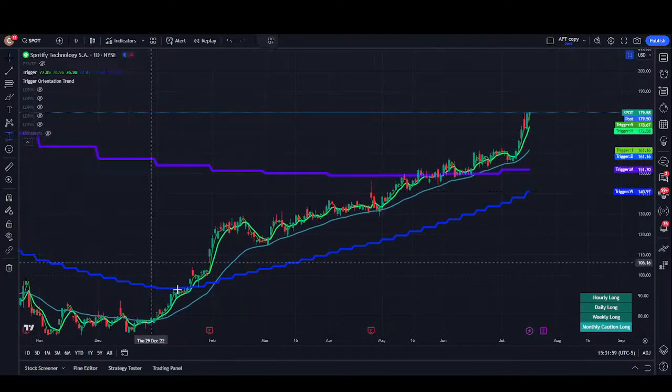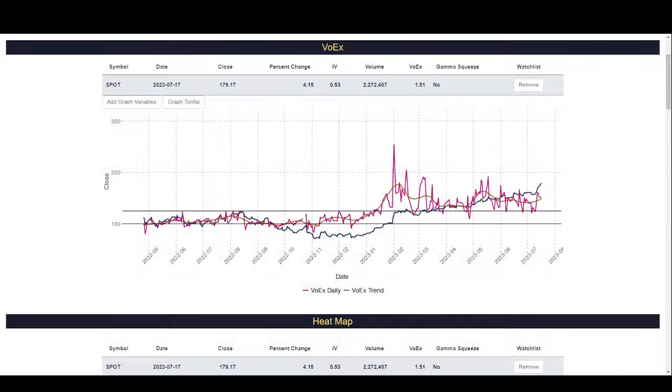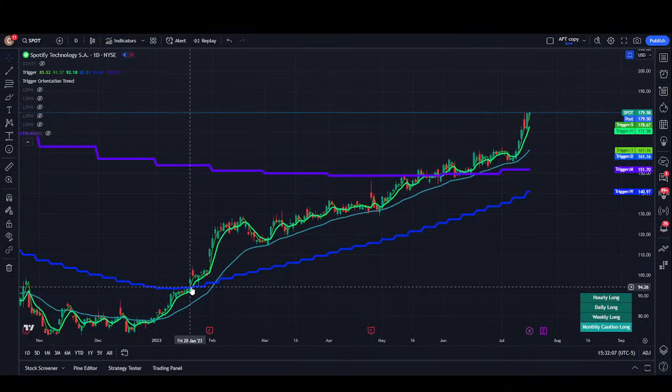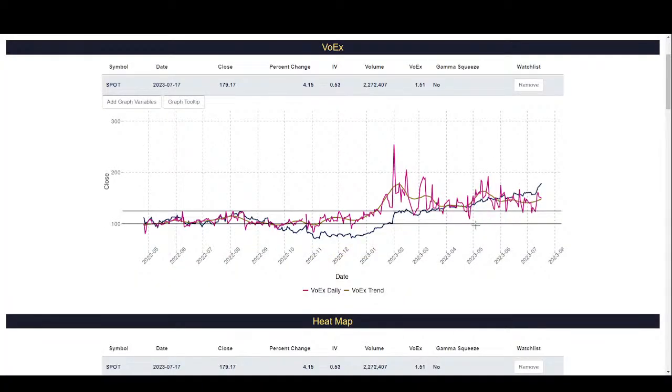Now, this move here was a 91% move to the upside, which is, if you took, let's see, back here, price is at 94. If you took any kind of long-term call position at that time, of course, you would have made tons of money. So we can see the general idea here of what happens when Voex trend moves into the inhibition zone and then stays there.